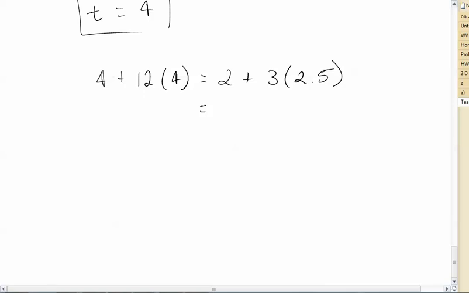Okay, so after we times that out, we get 52 equals 9.5, which is clearly not equal to each other. Therefore, we know that it's skew. The two lines are skew.